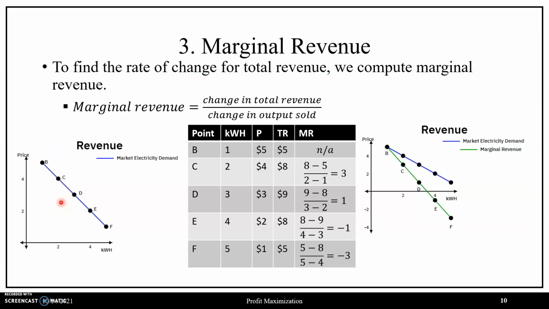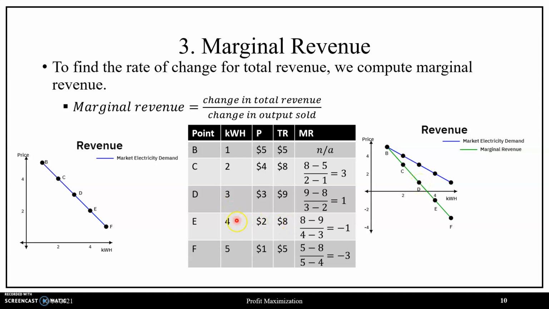To find this, we need the slope of our revenue function, in which we'll consider our market demand curve on the left. We'll calculate the rate of change using our table representation in the middle, and then generate our marginal revenue curve on the right. So going from 1 unit of electricity sold to 2, we see that total revenue is going from $5 to $8, or that there's a change of 3, which generates point C on our marginal revenue curve. Going from 2 units sold to 3 units sold, we see total revenue is going from 8 to 9, or there's a change of positive 1, which we see generates point D on our marginal revenue curve.